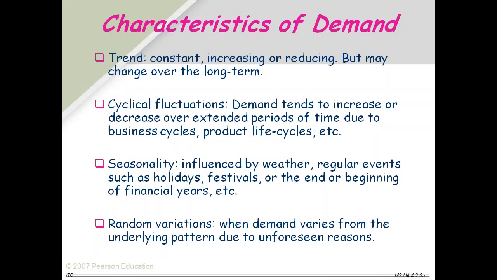Seasonality means always weather, holidays, festivals, beginning of the year, ending of the year. Random variations are those for which we don't have a reason, but they happen because of unforeseen reasons. Random means unforeseen: some dip comes into it, or a rise comes into it.